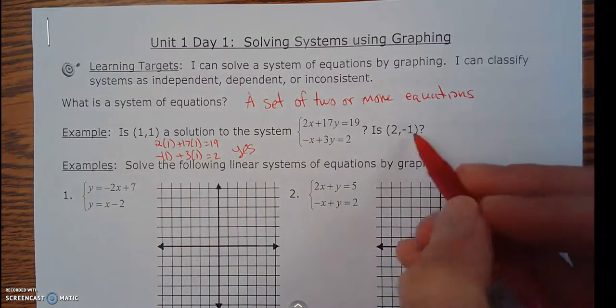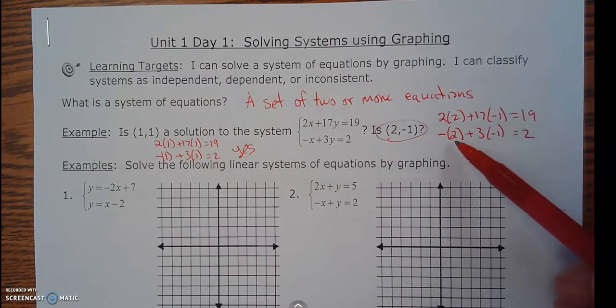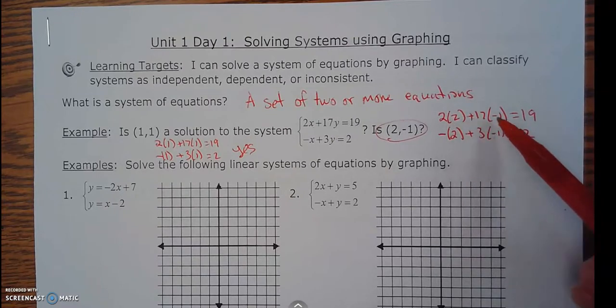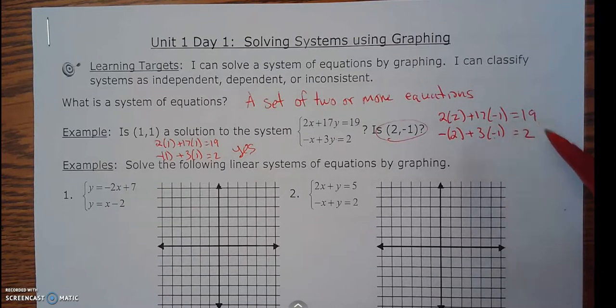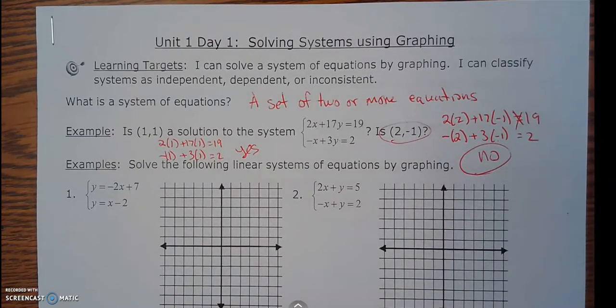Now, let's plug in this one here. So take a moment, pause the video, and plug that in. Okay, so now when I plug in 2 and negative 1 for x and y, notice the top equation, 4 plus negative 17 does not equal 19. So right off the bat, that one's not true. I don't even need to check the second one. There's no way that this is a solution to the system because it doesn't make them both true.